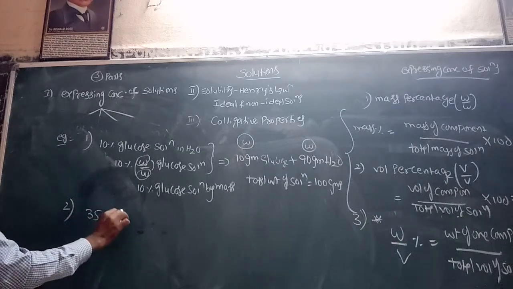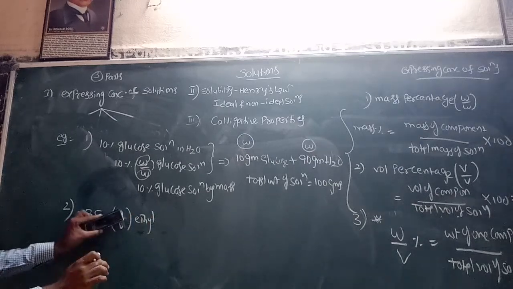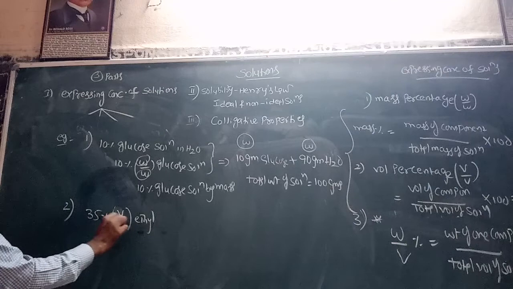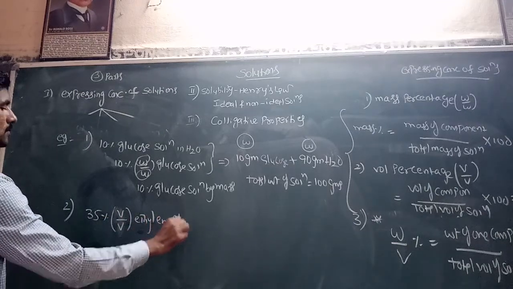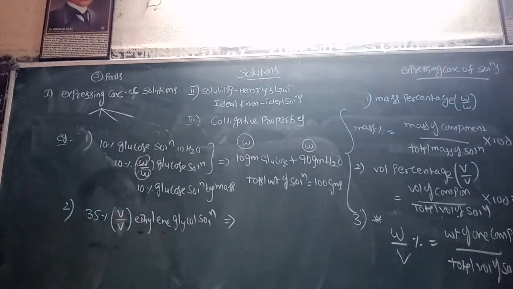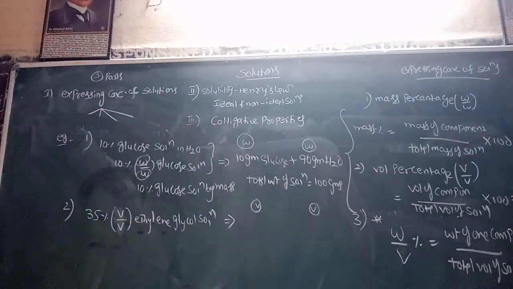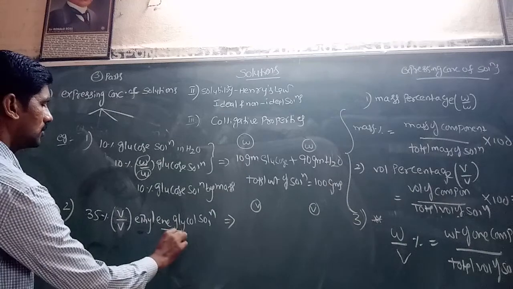Second example: 35% volume by volume ethylene glycol solution. Here both solute and solvent are expressed in terms of volumes. In 35% volume by volume ethylene glycol, ethylene glycol is the solute.